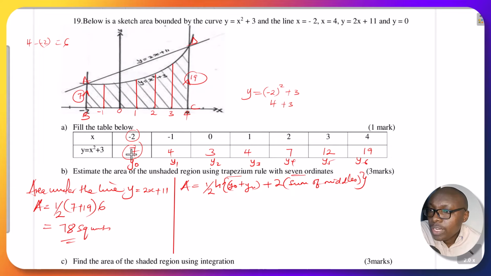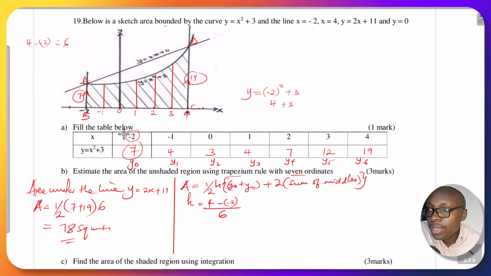So just look at this. You are asked to get the area using the trapezium rule using 7 ordinates. So how do you get the 7 ordinates? You need to know the interval. What height are you going to use? To get the height, or the interval, you get the difference from -2 to 4. So this is 4 subtract -2. Then divide by, you're required to use 7 ordinates, so you subtract 1 and divide by 6.